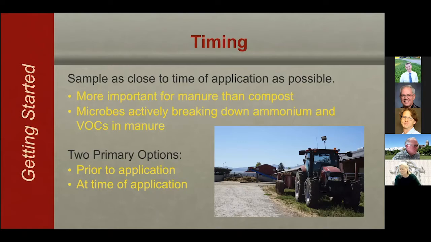We can sample prior to application with the goal of trying to get those results back in time to dictate how much manure we should apply on that application, or as becoming more and more recommended, at least for those operations that already have several samples done over previous years, sampling at the time of application actually probably gets us some better results as far as how well it represents the manure that's out there.